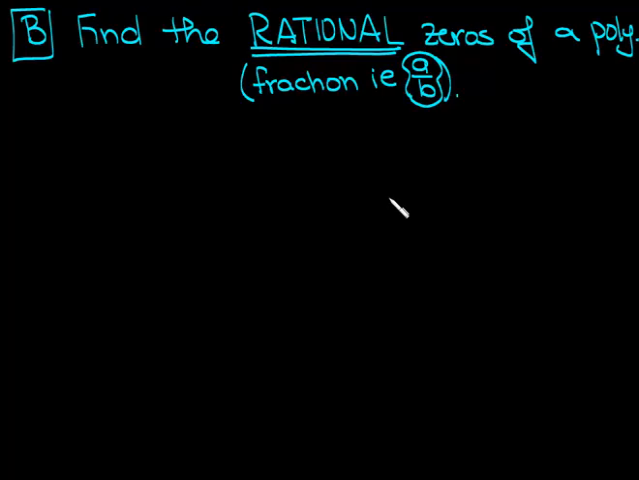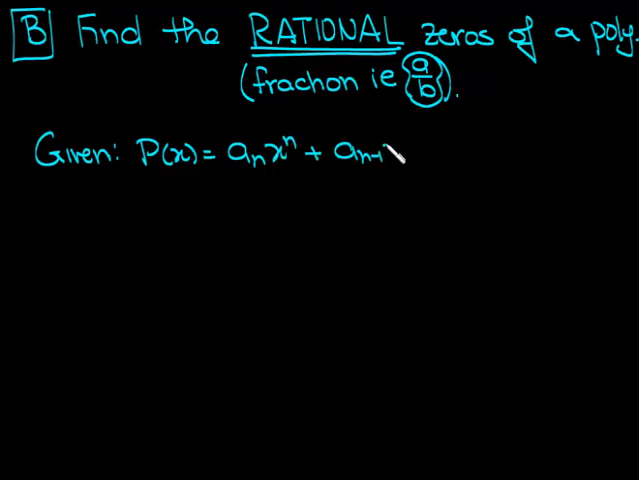So how do we go about doing this? Here's the method that you want to follow. The first thing you want to do is, let's say you're given a polynomial like this whose zeros you want to find, some p of x, you have a_n times x to the n plus a_(n-1) times x to the n minus 1 plus ... plus a_2 x squared plus a_1 x plus a_0. I'll call this the last term and this the first term.